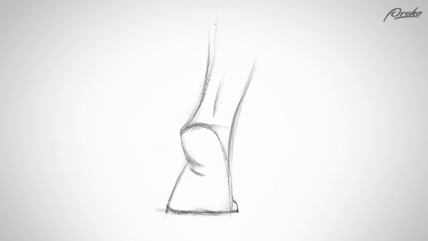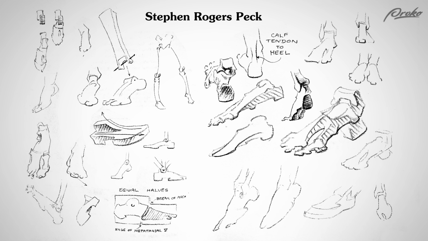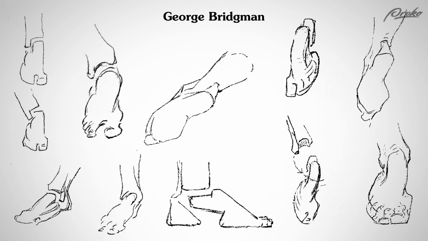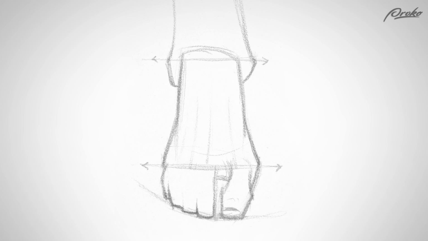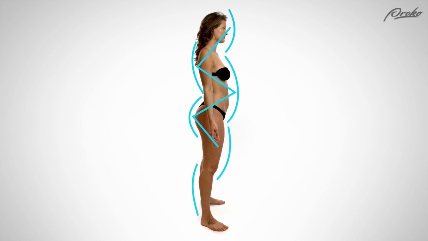Feet hold the weight of the body. Sometimes it's important to show this and make them structurally stable. Bridgman and Peck are a gold mine for these shorthand indications. A major thing I learned from these masters is how to design the foot to be dynamic. Don't think of the gesture of the foot as a straight line from heel to toe. Remember that the body is made up of asymmetrical peaks bouncing back and forth along the contours.